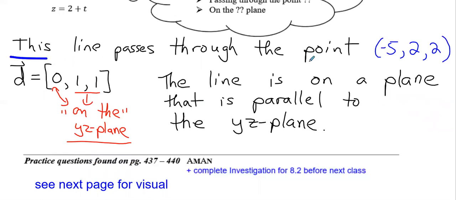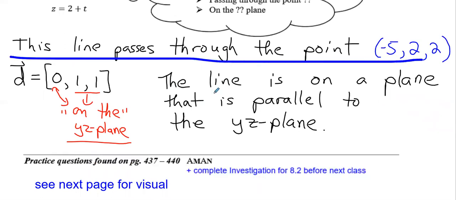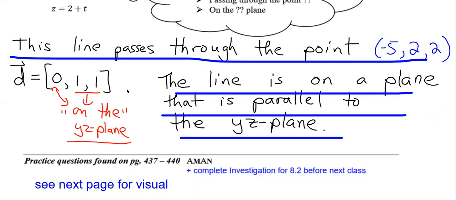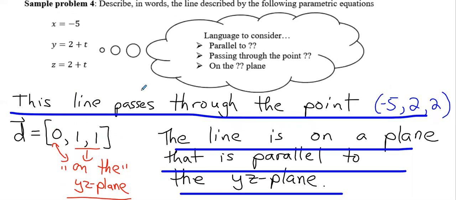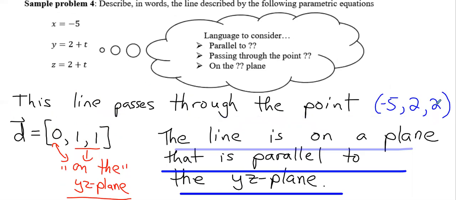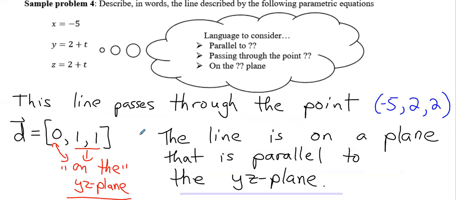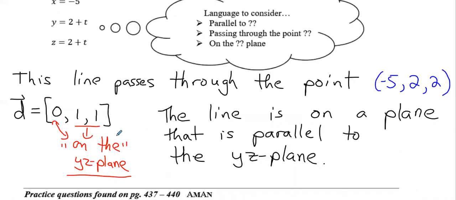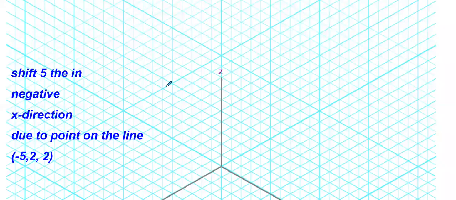So this is a good one, but then to get even more in depth in terms of the language, let's take a look at how this would work visually. Okay, so we know the line passes through the point -5, 2, 2. And the direction vector is 0, 1, 1. So that's on the YZ plane. But why are we using the parallel to? So let's take a look and see if we can figure this out.